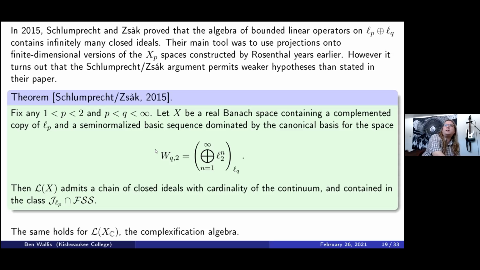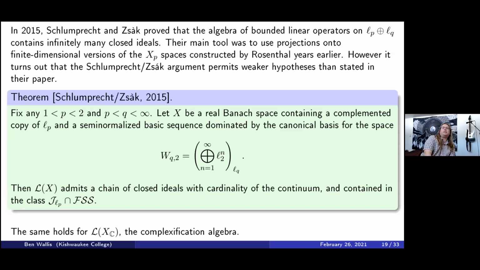And then you get this space here, which is the LQ sum of finite dimensional copies of L2. Now, you don't need a copy of the space. Nothing so restrictive as that. All you need is a normalized or even semi-normalized basic sequence in your space that's dominated by this space's basis. It doesn't have to be equivalent or anything. It just has to be dominated. That's all. Now, I could be wrong. Maybe I'm wrong. But that doesn't seem very restrictive to me. It seems like there would be lots of spaces that could have a basic sequence dominated by this basis.